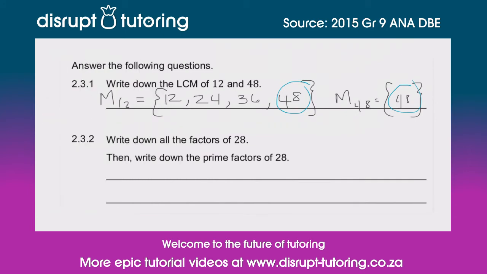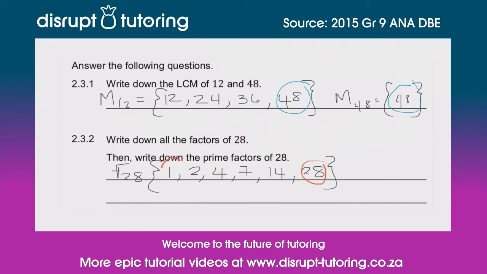Nicely done. Now moving on to the next one, write down all of the factors of 28. So what are factors? Factors are numbers that you can divide 28 by without there being a remainder. So the factors of 28 would be 1, 2, 4, 6 doesn't, 5 doesn't, 7, yeah, 7 goes in there as well. What else would there be? 14, and then 28.